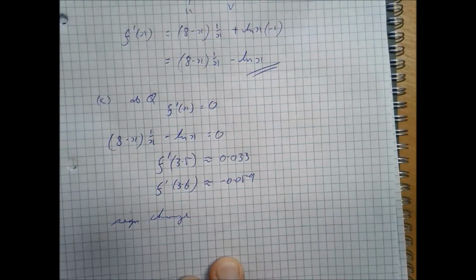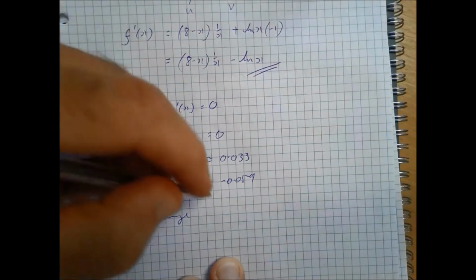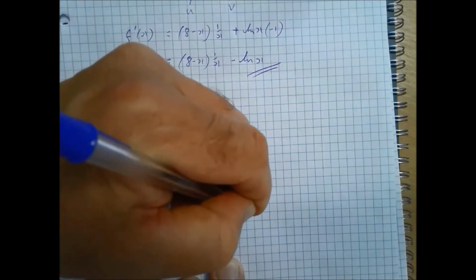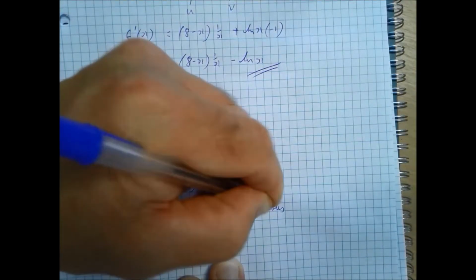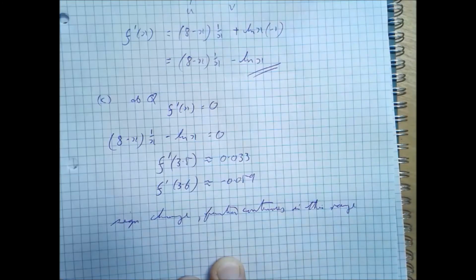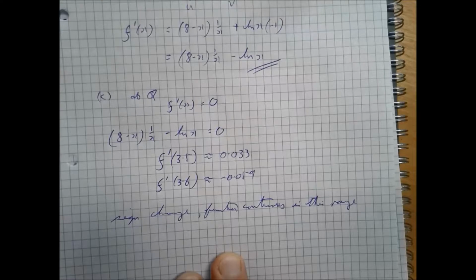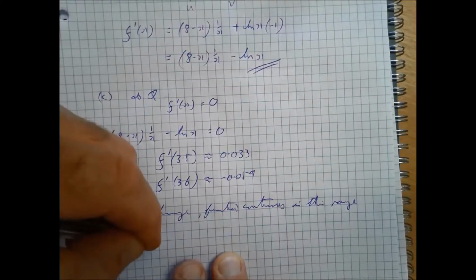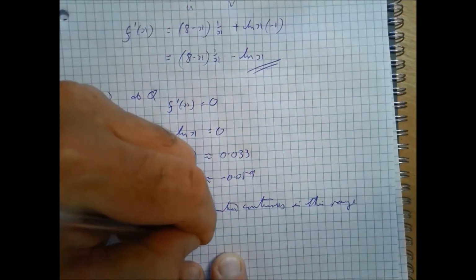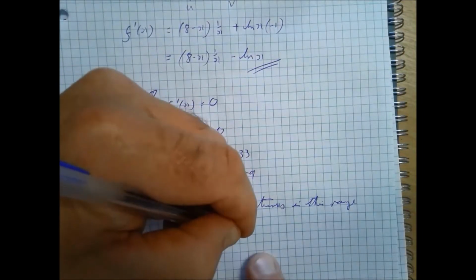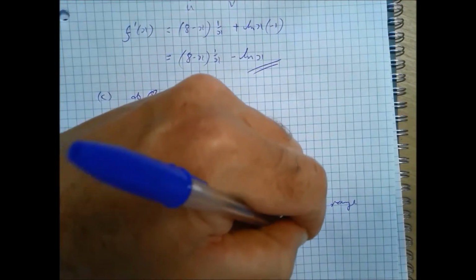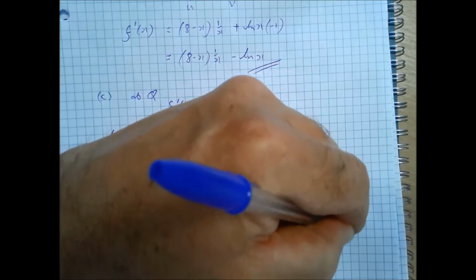So that shows us that between 3.5 and 3.6 we have a sign change, and from the graph as well as the function itself we know the function is continuous in this range, and so therefore the gradient is 0 between these values.